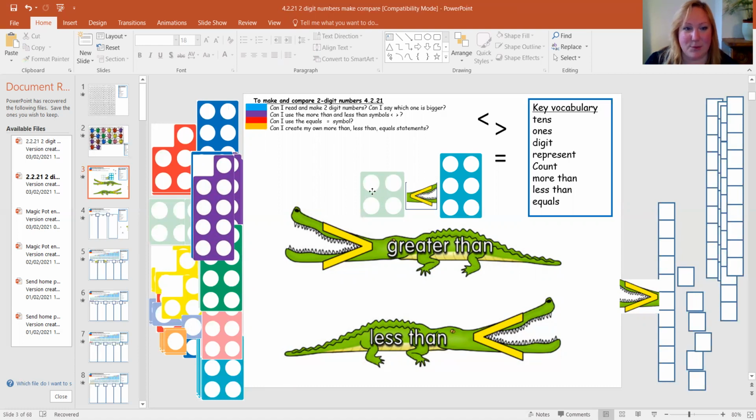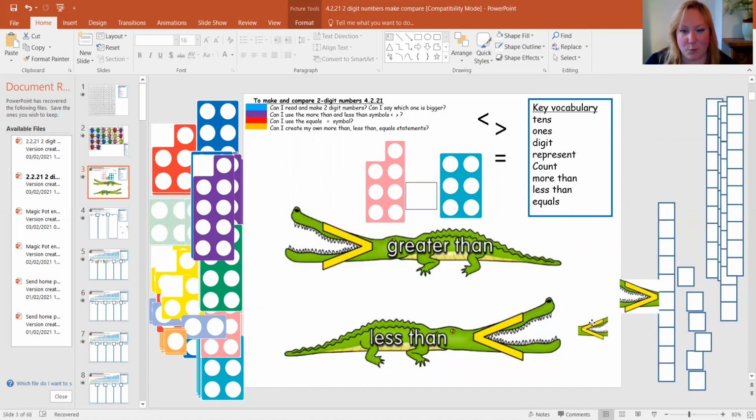Let's do another one. What about if I kept my 6 there, but I had a 7 here? Which symbol would I put here? Which number would the crocodile want to eat? Which number is greater than the other? The 7. 7 is more than 6. 7 is greater than 6. Great job, everybody.